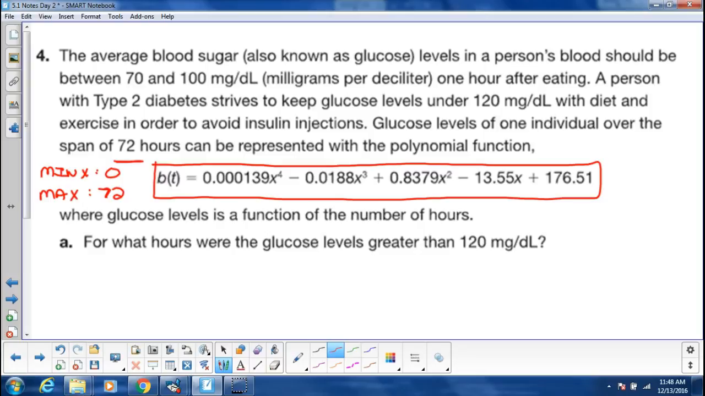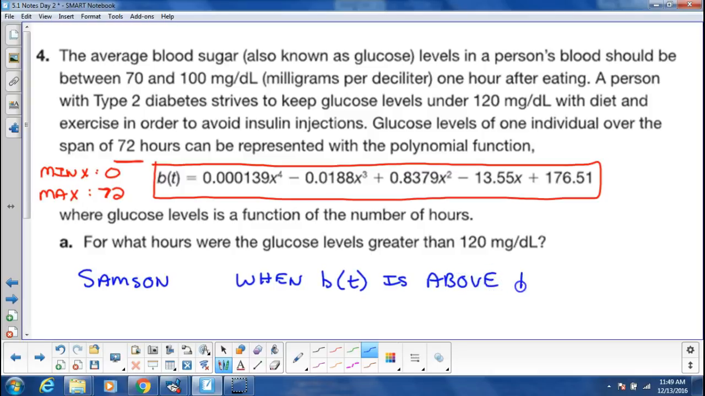Kaylee solved it for 0. I would go with Samson here, because you graph your function, right? And then what are you looking for? In part A, what are we looking for? Above or below? Above 120, right? So when B of t is above 120.